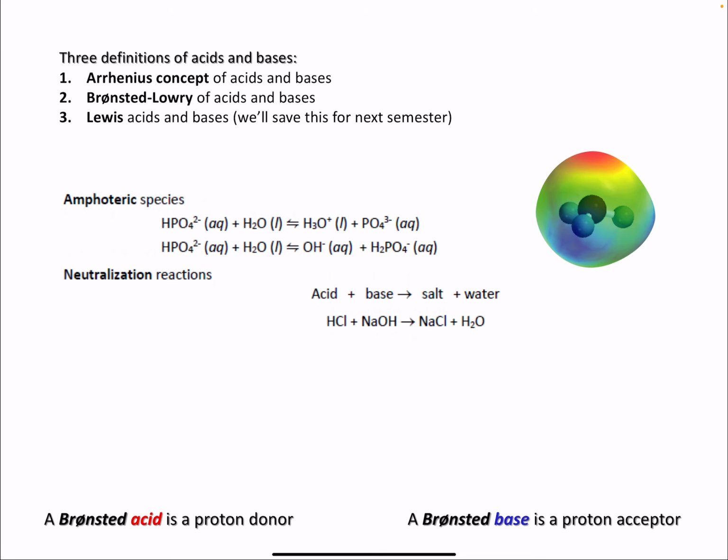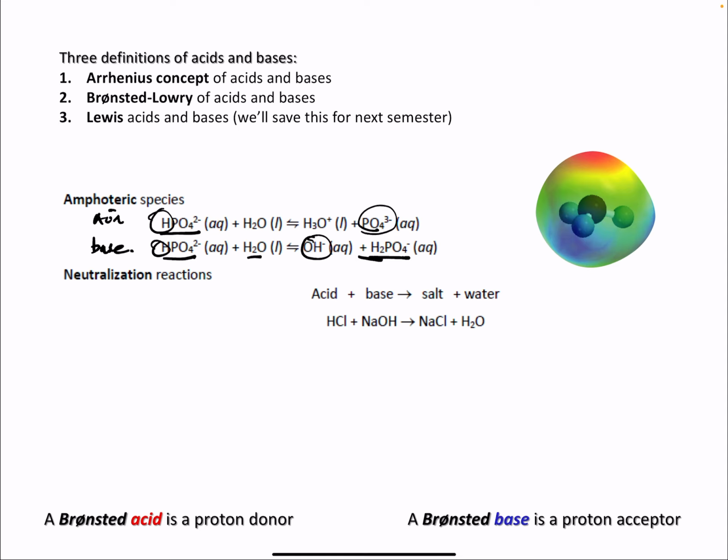Another term we need to know is amphoteric. If you can act as both an acid and a base, you are called amphoteric. So HPO4 2 minus can donate a proton to become PO4 3 minus. If you donate a proton, you're an acid. But it can also accept a proton to become H2PO4 minus. It had one H, now it has two. It accepted a proton from water, making hydroxide, so it's acting as a base. So those are amphoteric species.